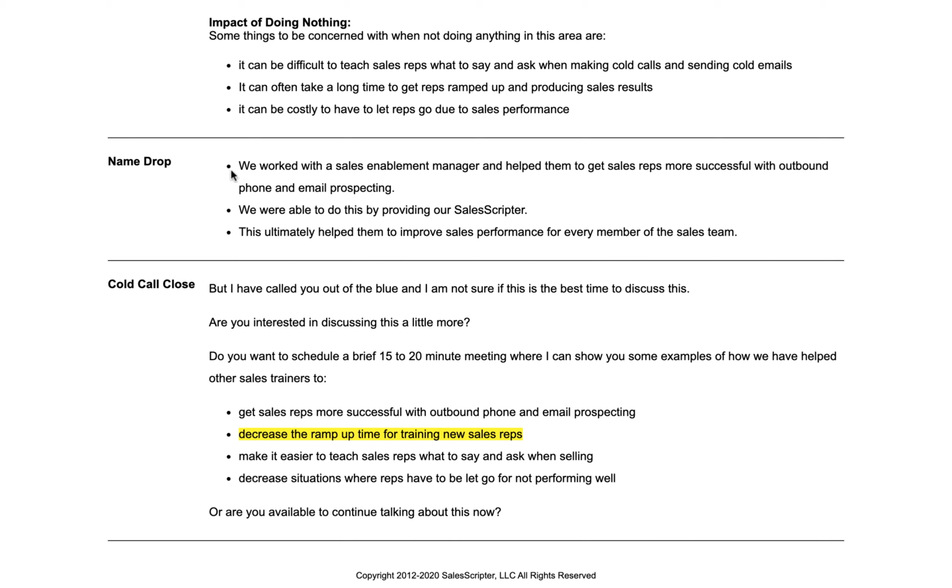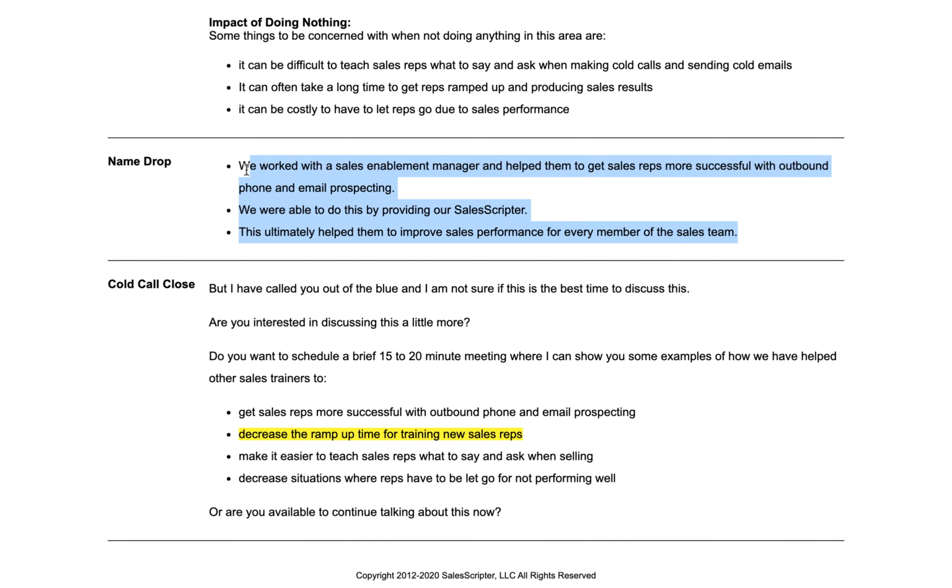Those 3 answers basically create this 3-sentence blurb, which is, we worked with a sales enablement manager and helped them to get reps more successful with outbound phone and email prospecting. We were able to do this by providing our sales scripter product. This is actually pulling from the product field in the sales message. This ultimately helped them to improve sales performance for every member of the team.